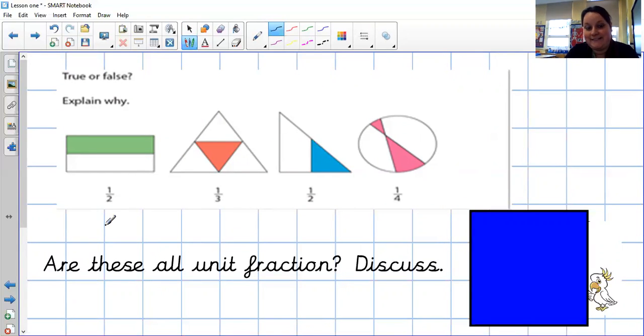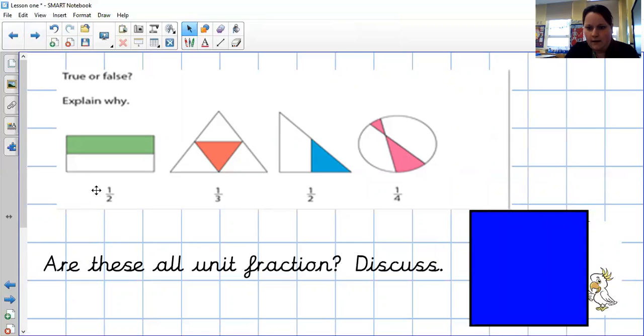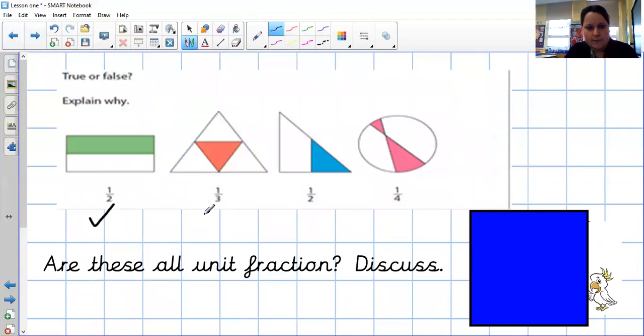Okay, let's have a look at the first example then. A half. We said that, if we skip back, unit fractions have a numerator of 1. A half, the numerator is 1. The denominator is 2, it's been split into 2 equal parts. So this is an example of a unit fraction. Okay, this one. Well, my numerator's 1, so if I go back, unit fractions have a numerator of 1. So this one must be a unit fraction too.